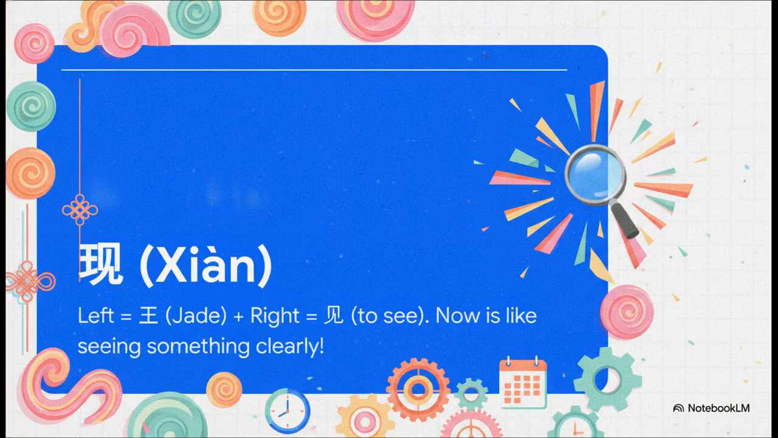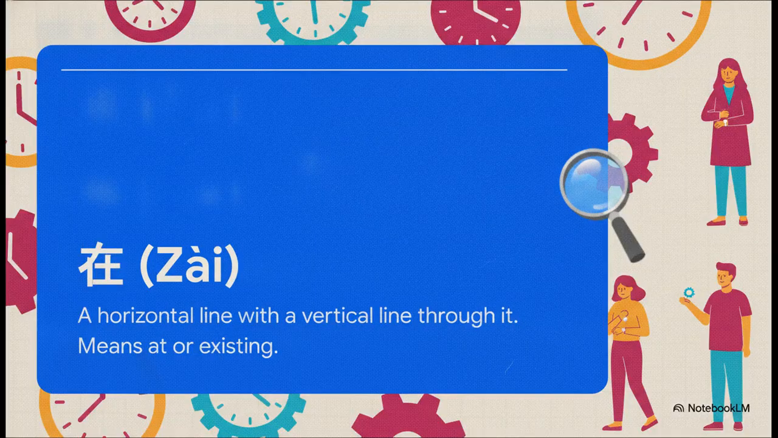Now, what's really fascinating here is how the characters themselves actually tell a visual story to help you memorize them. Take the character Xian for now. It combines the radical for jade on the left and the character to see on the right. I just love this. It beautifully illustrates that now is about seeing things clearly, right in front of you, like a precious piece of jade. And then we have the second half of that word, zai, which simply means at or existing. Visually, it's just a horizontal line with a vertical line going straight through it, capped off with a little stroke on top. So when you combine xian and zai, you literally get existing right now in front of you.